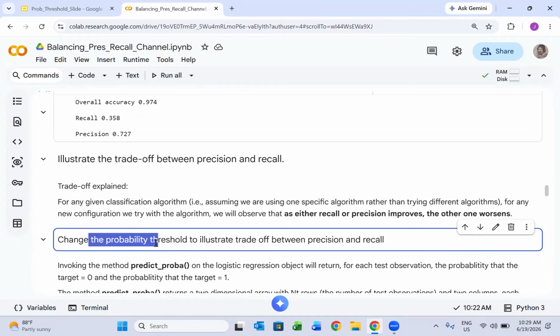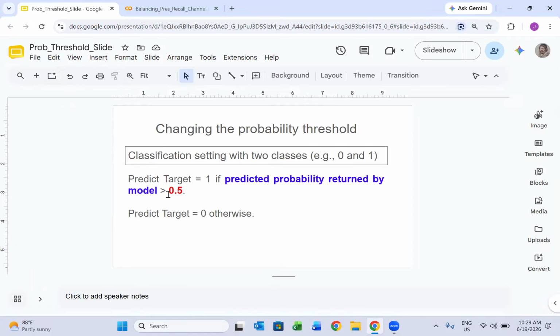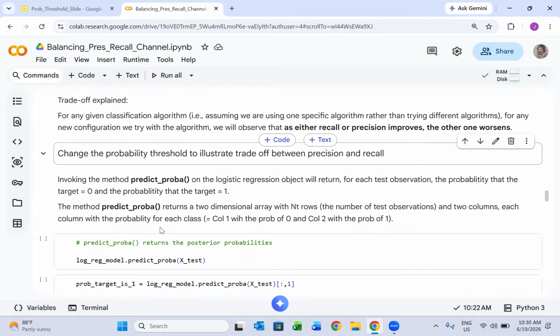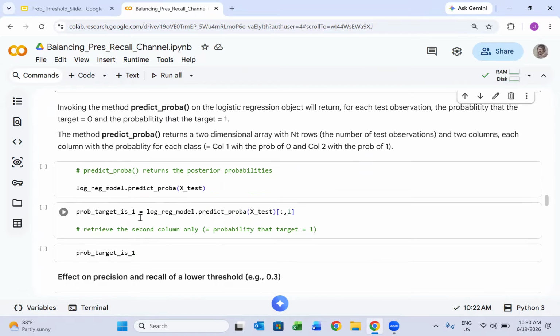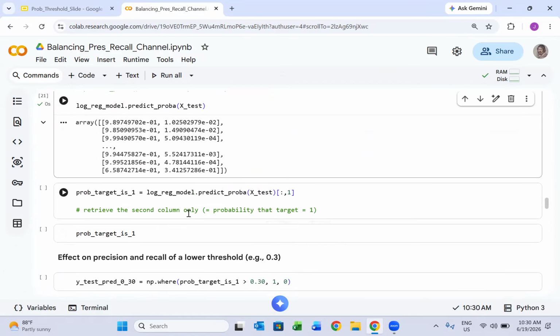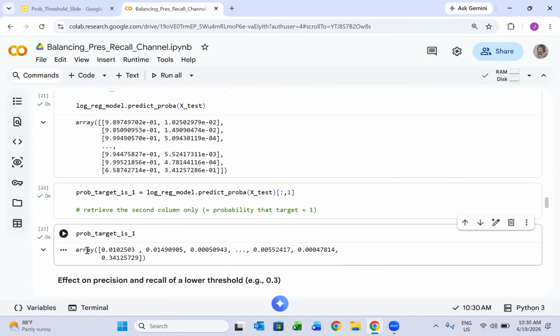Let's go ahead and change the probability threshold. I want to first reduce it to a value below 0.5, and then increase it to a value above 0.5, and see what happens with precision and recall. To do that, we need to invoke the predict_proba method on the model, and from that we retrieve only the second column, which is the probability that the target equals 1.